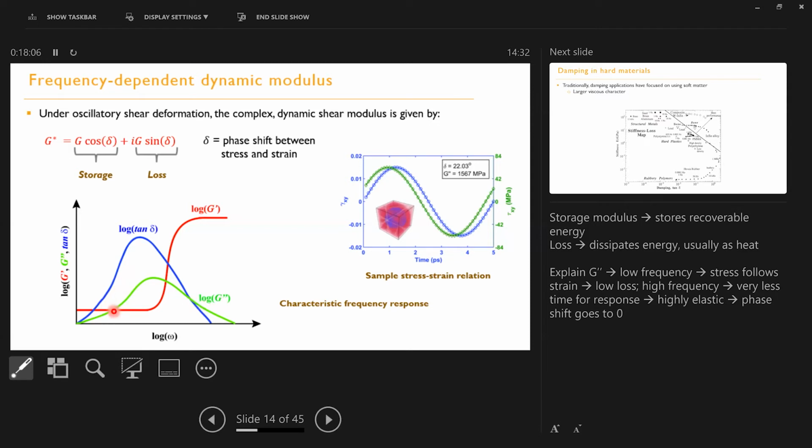What is interesting is you have this characteristic frequency where the loss modulus shows a peak. We want to operate in such frequencies because that is where maximum damping happens. We want to enhance the loss modulus because that is how the material can dissipate energy. So this frequency response is of very important consequence for developing these materials.